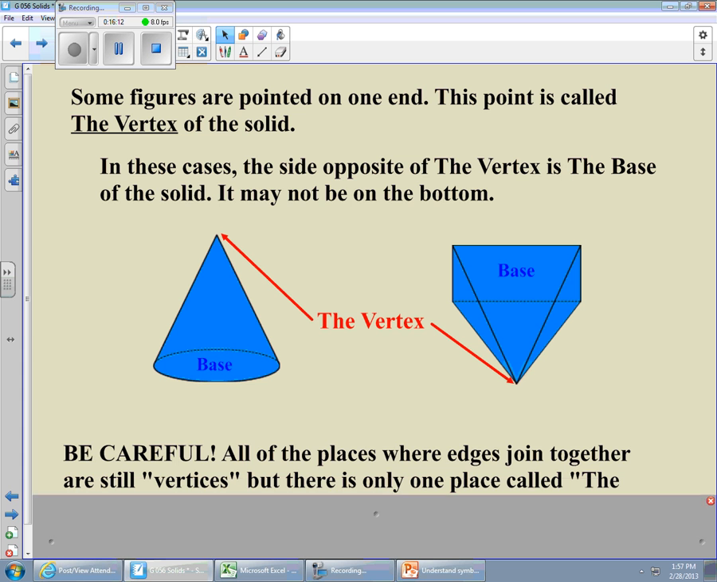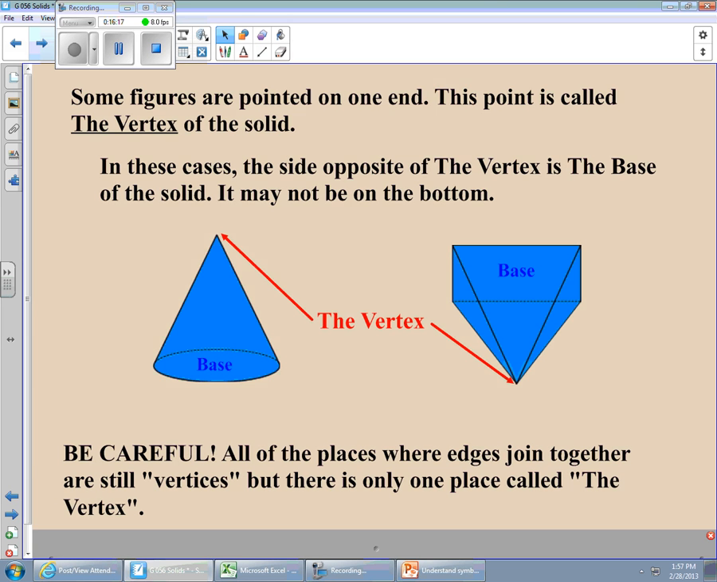And I'll give you the same cautionary note that I gave you before when we were talking about isosceles triangles. Be very careful. All of the places where the edges join together are called vertices. That's what we saw when we talked about the isosceles triangle. It had 3 vertices, but there was only one of them that we called the vertex. The same thing's going to be true with our solids. All of the corner points are vertices. There's only one of them that is the vertex, if it even has that one.